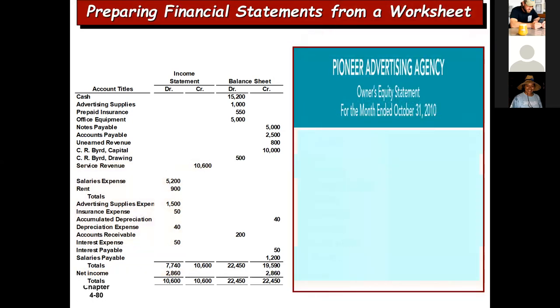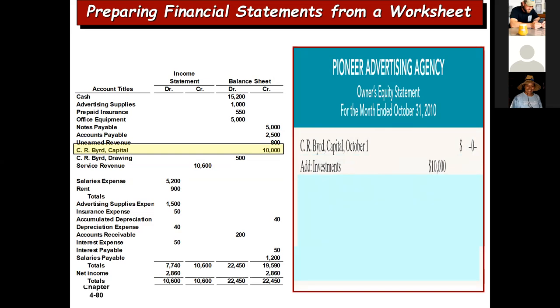The owner's equity statement shows a change in owner's equity from the beginning of the month to the end of the month. Now, owner's equity is what the owner realized in terms of profit minus losses minus dividends or drawings during the period. In this case, the capital account for this company was zero at the beginning of the period. That is because it's a new company. It just started off business on October 1, so it didn't have any capital balance.